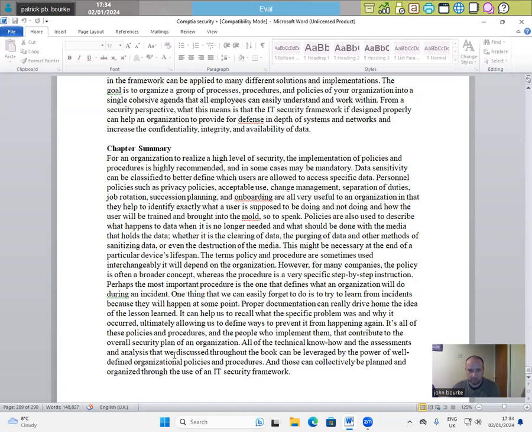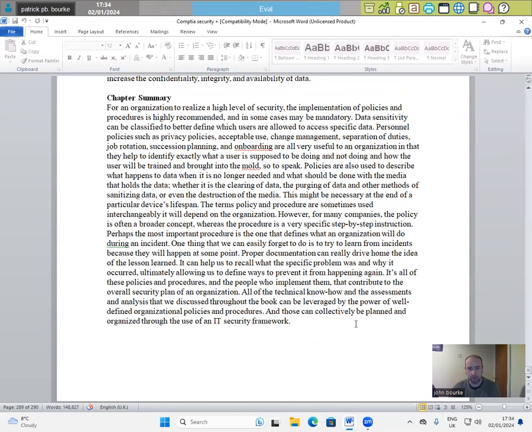It's all of these policies and procedures and the people who implement them that contribute to the overall security plan of an organization. All of the technical know-how and the assessments and analysis that we discussed throughout the book can be leveraged by the power of well-defined organization policies and procedures, and those can collectively be planned and organized through the use of an IT security framework.